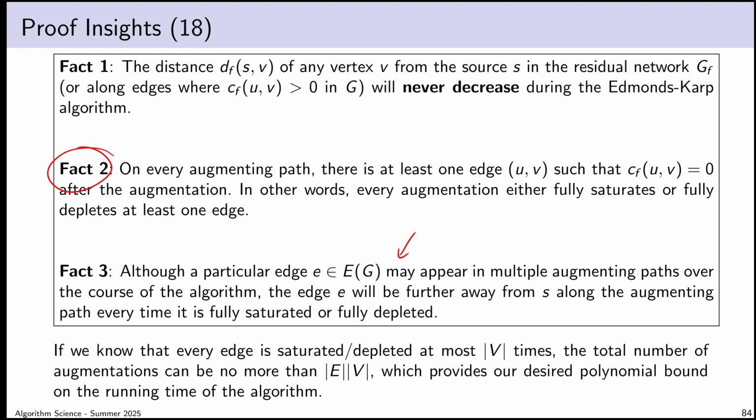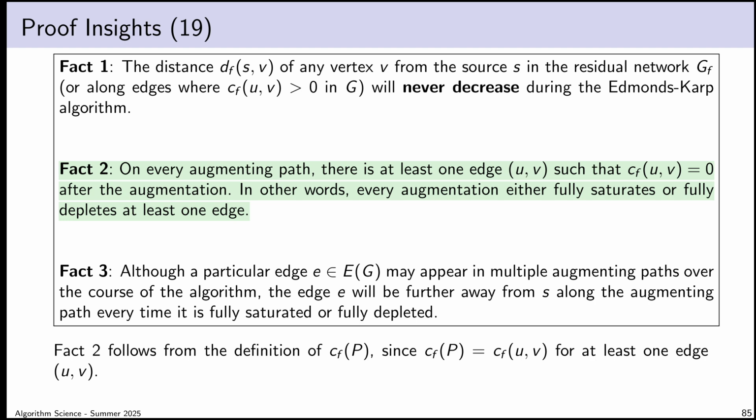So where does fact 1 come into all of this? Well, fact 2 is easy to prove on its own. In fact, we're not even going to bother proving a lemma for fact 2, because fact 2 follows from the definition of the residual capacity of a path, because we saw that the capacity of a particular path is just the minimum of the residual capacity of uv, where uv is an edge along the path p. So we know that fact 2 has to hold, because there's going to be at least one edge on the path whose capacity is equal to the capacity of the path, so that after the augmentation, there's no capacity left.